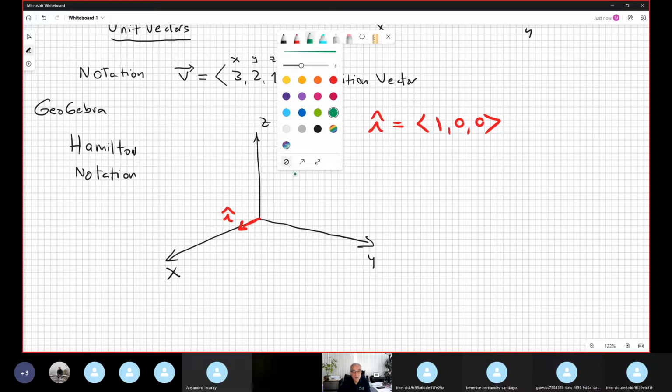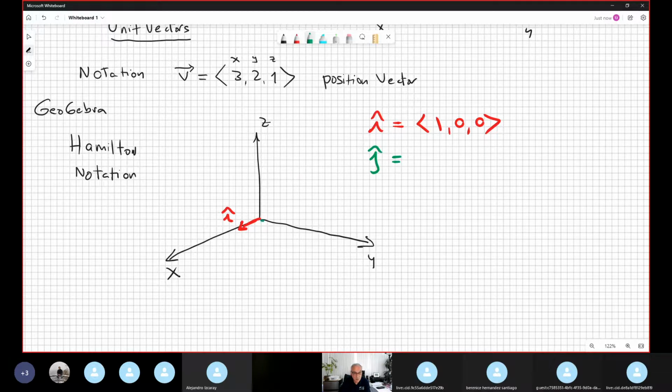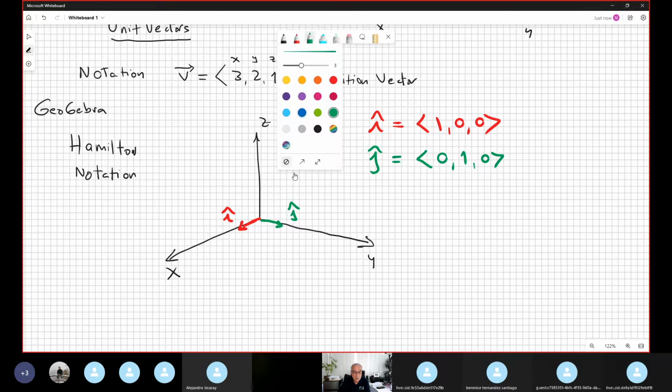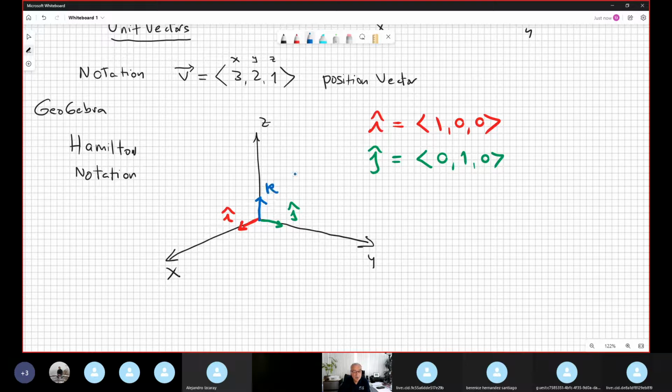In green color. Okay, it's okay. j is the vector in the same direction as the y-axis, which is the vector 0, 1, 0. And we have in blue color here the vector k. Okay, vector k is the vector 0, 0, 1. And this is the trihedral.